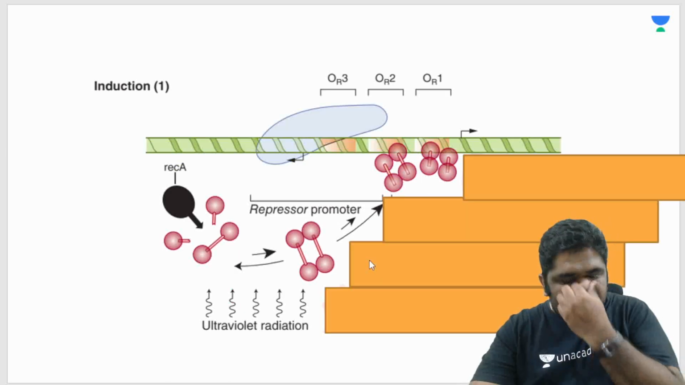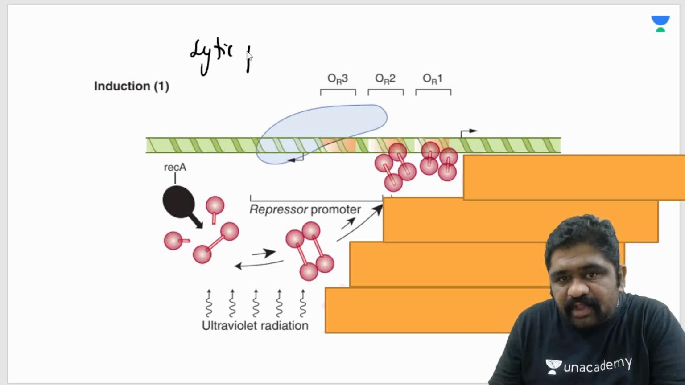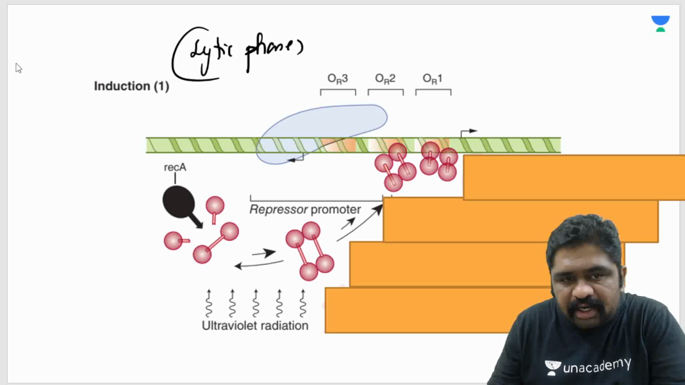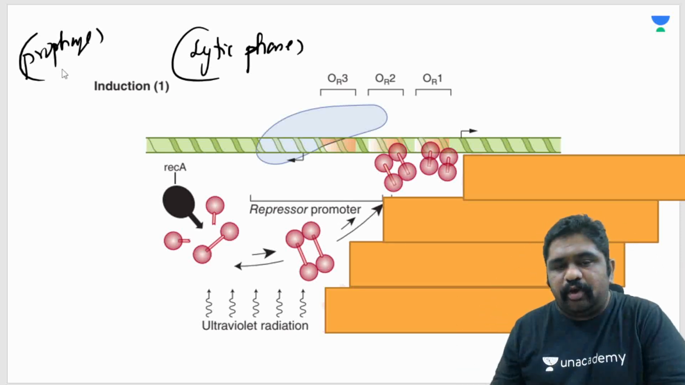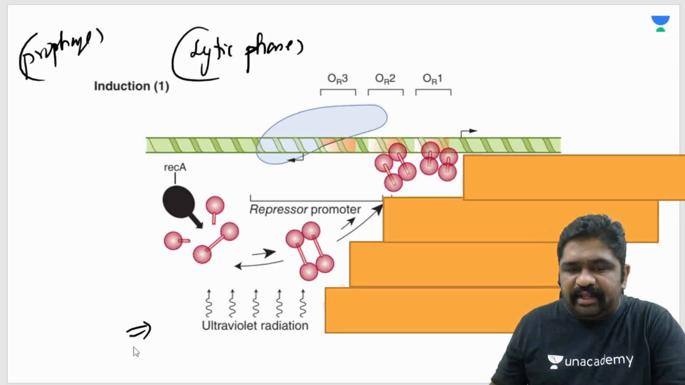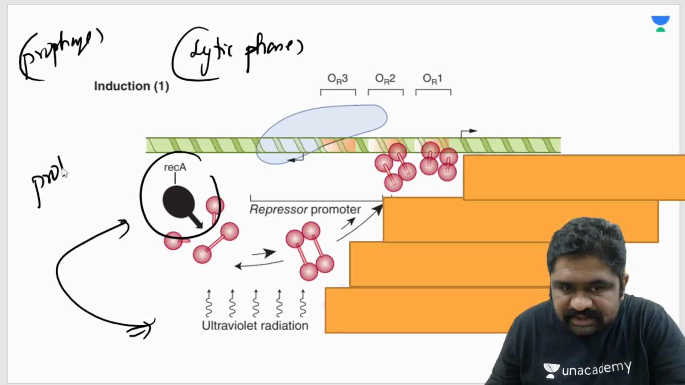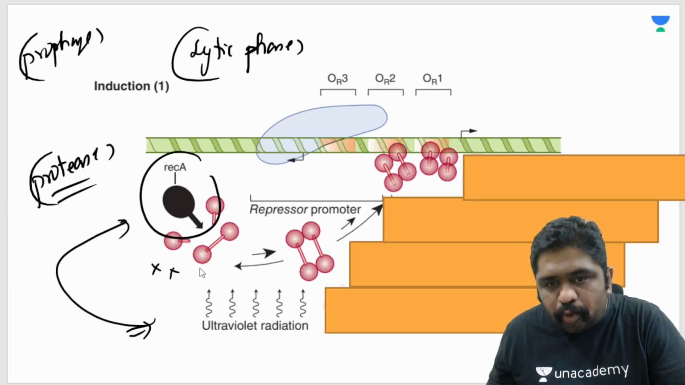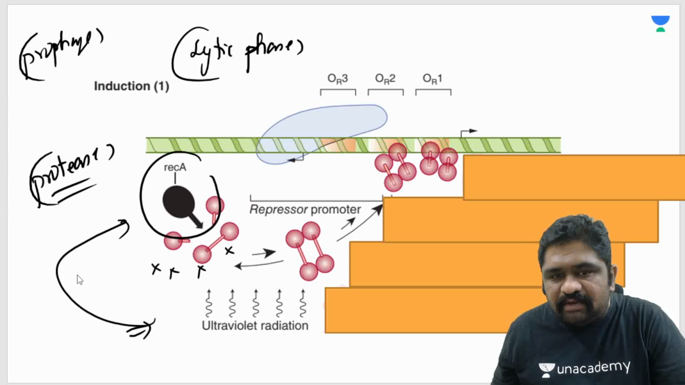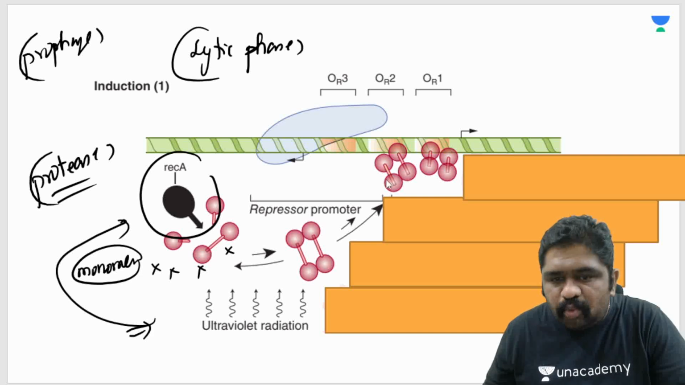Now look at this area. For example, if I want to induce the lytic phase by converting a prophage, how am I converting? I am inducing the prophage to go forward. What do I do? I offer ultraviolet radiation. This ultraviolet radiation will activate a cleavage protease called RecA. Now this RecA will break open all the repressor proteins and convert all the tetramers and dimers into monomers. Once they become monomers, they won't be able to bind to the OR1 and OR2.